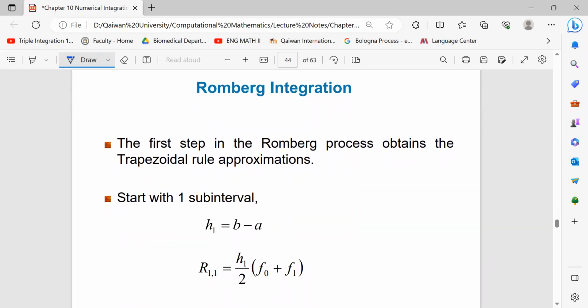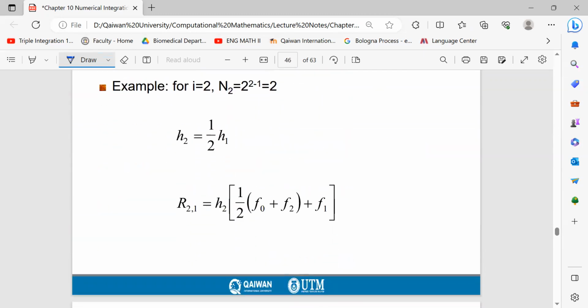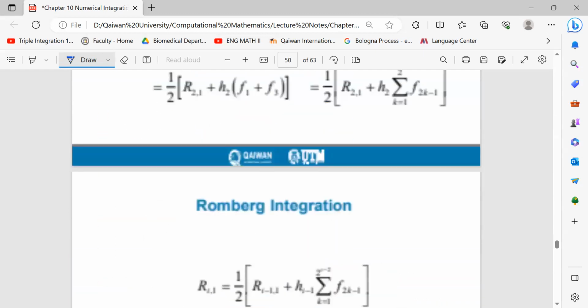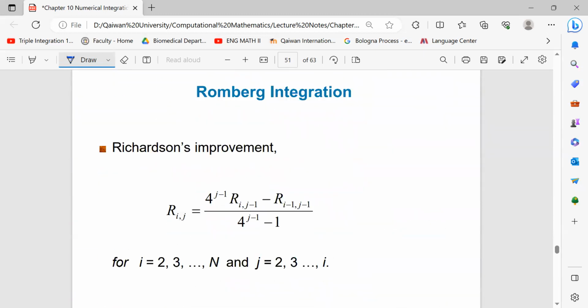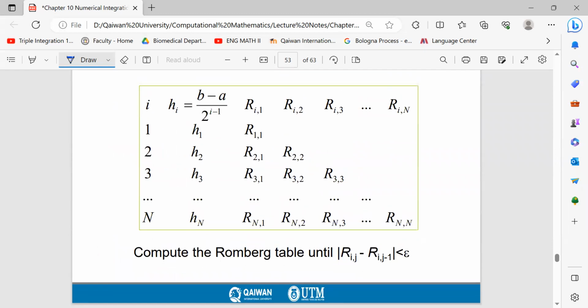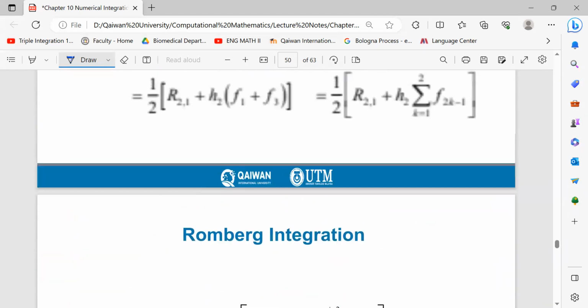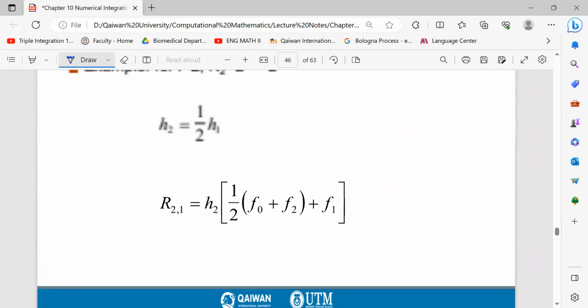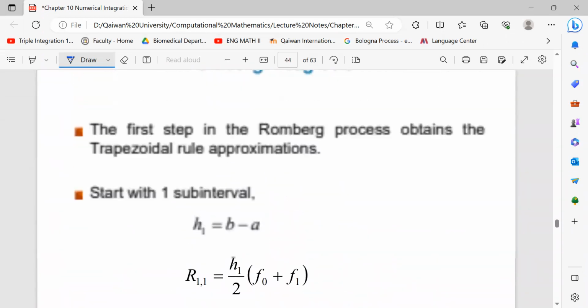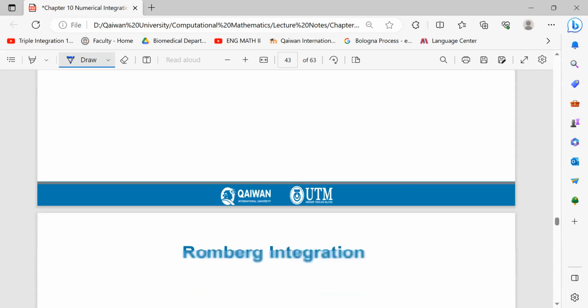We now have Romberg integration. In Romberg integration, we need to make this table. Let me show you the table first. That's it. We need to make this table. To make this table, I'm going to tell you how to make it.